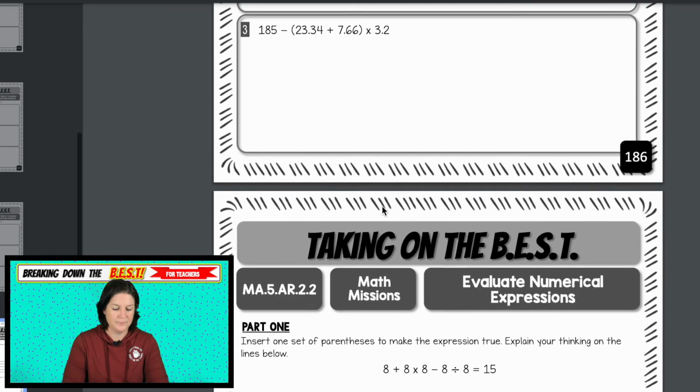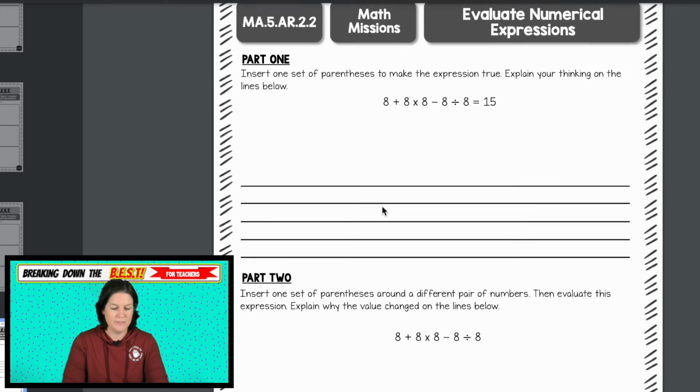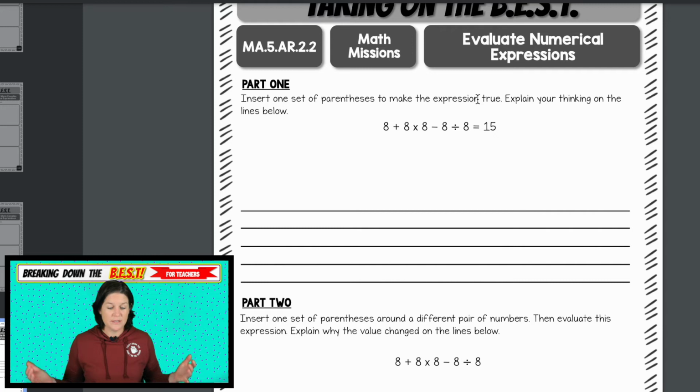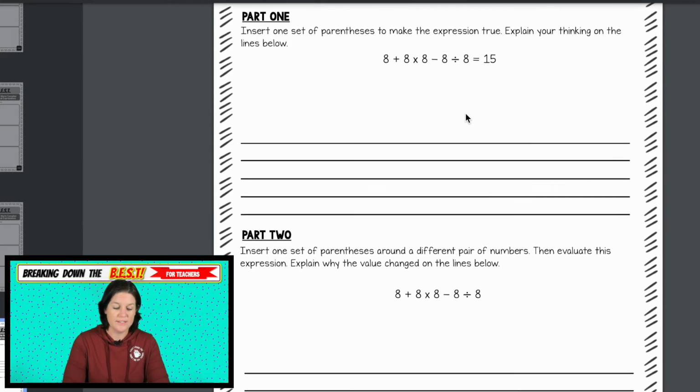Okay. This is your math mission. It's a math task that requires a little bit more thinking from the student. So here's a type of question that says, insert one set of parentheses to make the expression true. Actually, that should be to make the equation true. I'll have to fix that. Explain your thinking on the lines below.